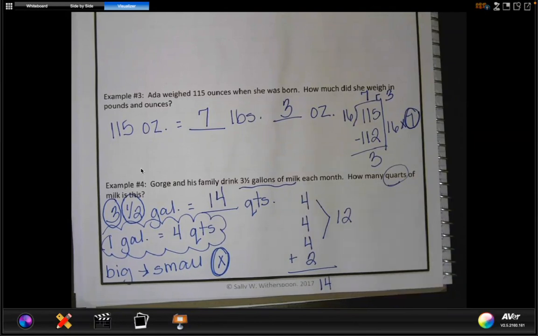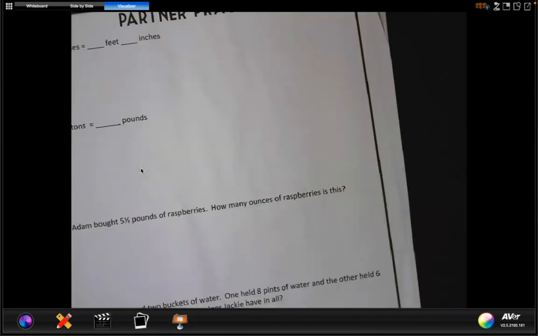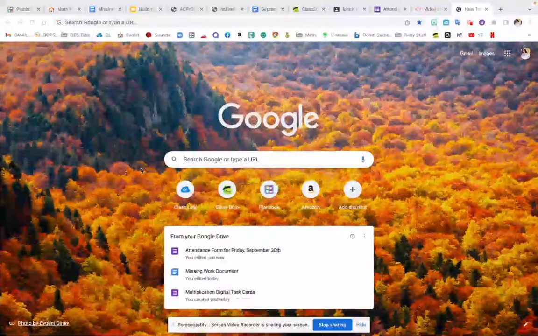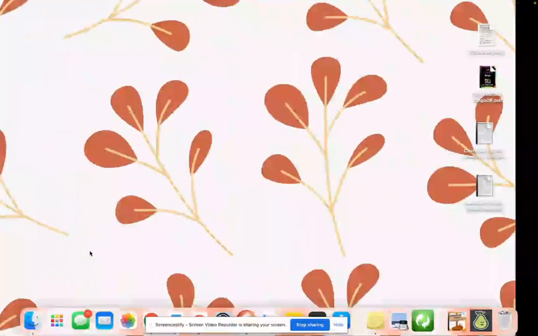All right, guys, let's go ahead and flip over to the back side here. We're going to do this page right here, and then we will be finished. And let me just make sure I'm still recording. Okay, yes, we're still recording.